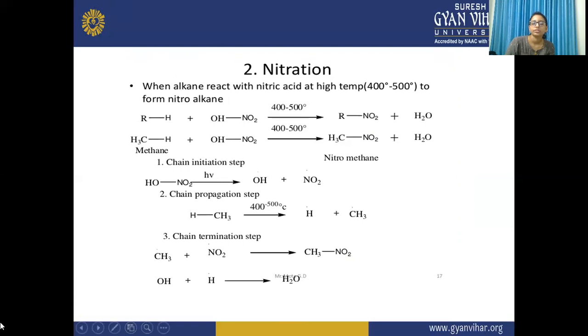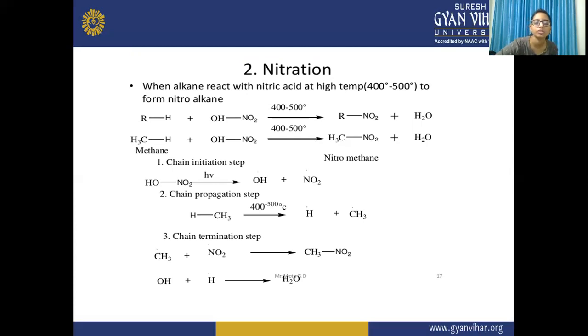Next is your nitration. In the nitration, there is a use of HNO3. So HNO3 is your nitric acid. When alkane reacts with nitric acid at high temperature, 400 degrees centigrade to 500 degrees centigrade, it forms nitroalkane. So in this, the alkane reacts with nitric acid at high temperature, 400 to 500 degrees centigrade, to form nitroalkane. So here there is a formation of nitromethane.